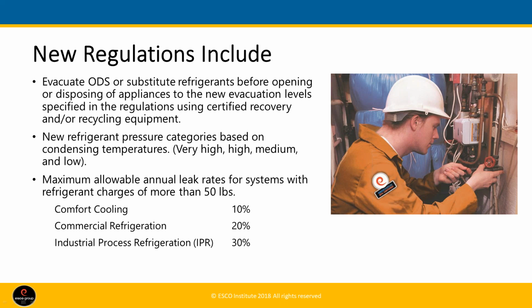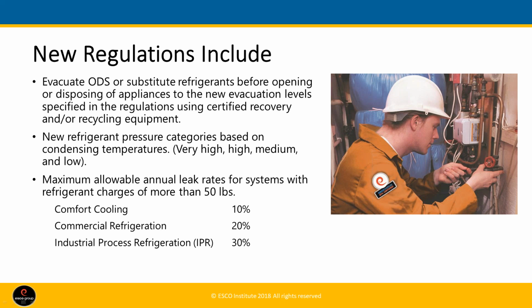And then they are basing the categories on high side condensing pressures at 104 degrees, where before they were basing it on plus 50 and minus 50 degree evaporating temperatures. They are now using the condensing temperatures, and there's 4 categories to remember. Well, 5 rather. No, 4. I'm sorry.